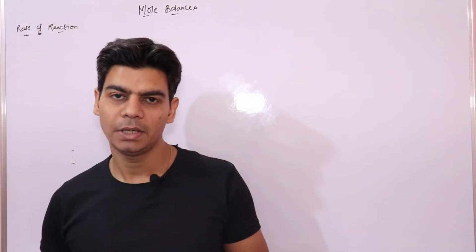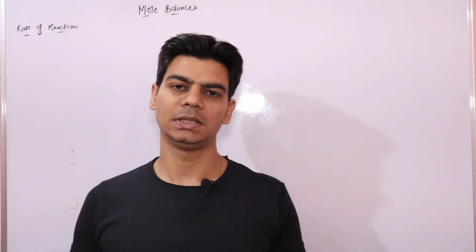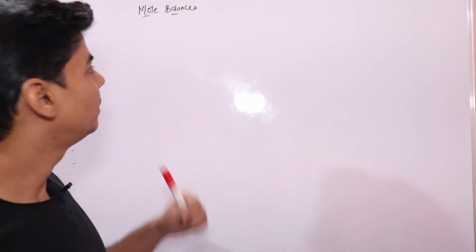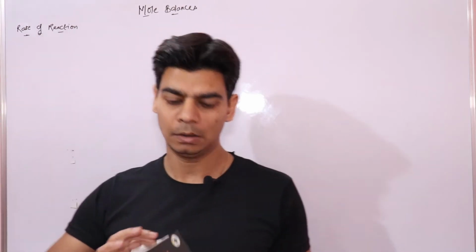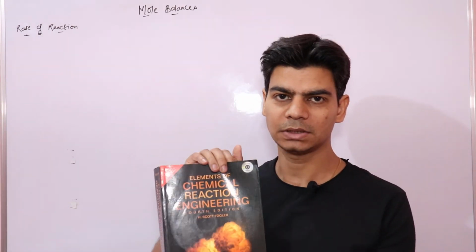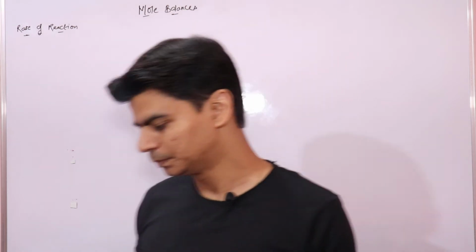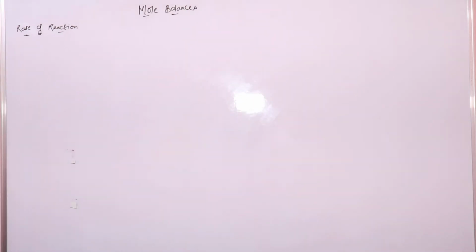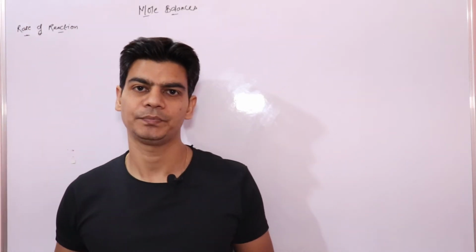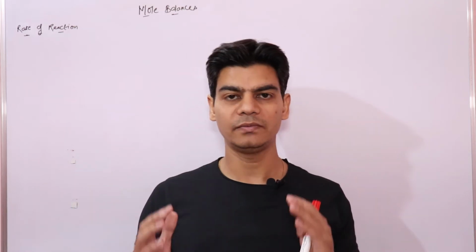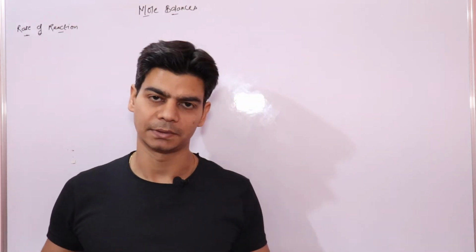So guys, today we will be starting the first chapter of chemical reaction engineering, which is your mole balances. And the book that I would be following is this one. This is Elements of Chemical Reaction Engineering by Scott Fogler. So guys, mole balances. Mole balance is one of the 5 pillars of chemical reaction engineering.